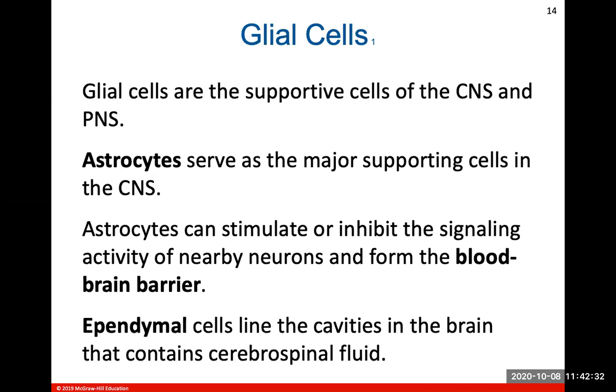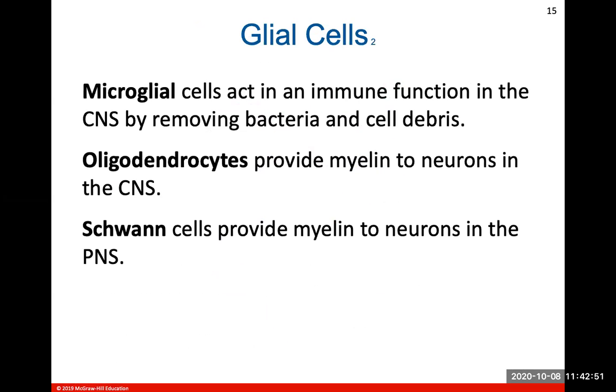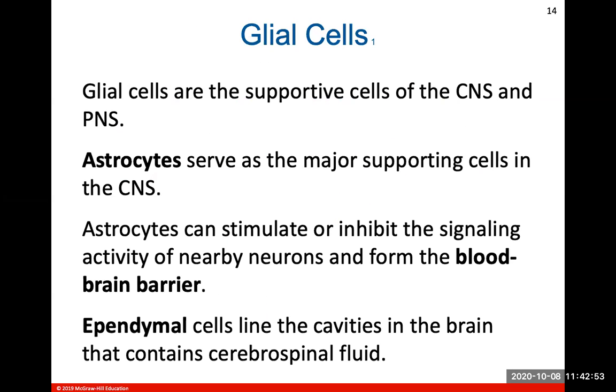Astrocytes are the most common, and these serve as the major supporting cells. So astrocytes are the most common type of glial cell. They help to form what we call the blood-brain barrier. And that's because astrocytes have little tiny feet that wrap around capillaries. We'll show you a picture of it in a second. But they help form the blood-brain barrier, and I'll explain why when we see a picture.